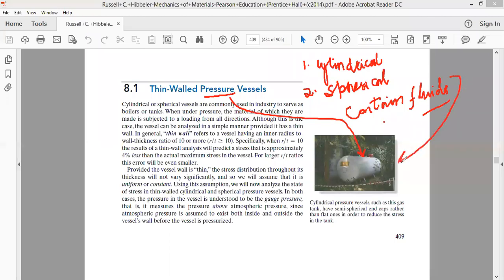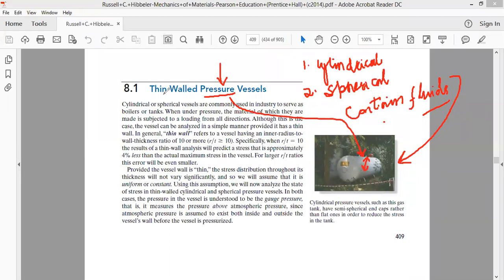As far as these fluids are concerned, these fluids exert pressure on the walls of the pressure vessel. Because of the pressurized fluid inside them, the fluid exerts pressure on the walls. That's why these are called pressure vessels. We call these vessels pressure vessels because the fluid inside them is at a high pressure as compared to the atmospheric pressure, and it exerts pressure on the walls of these vessels.